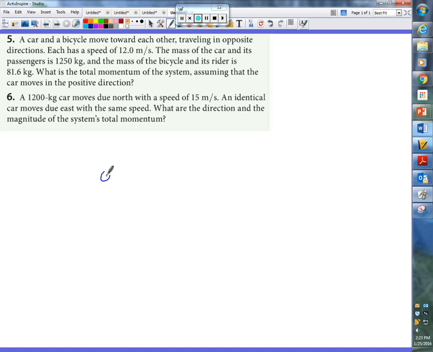Okay, so we've got a car here moving in the positive direction. Mass of 1250, speed of 12.0 meters per second. Then going the other way, we have a bicycle. Proficient in my bicycle drawing ability here, but okay, so we have a bicycle and a car. Bicycle is also going 12.0 meters per second.